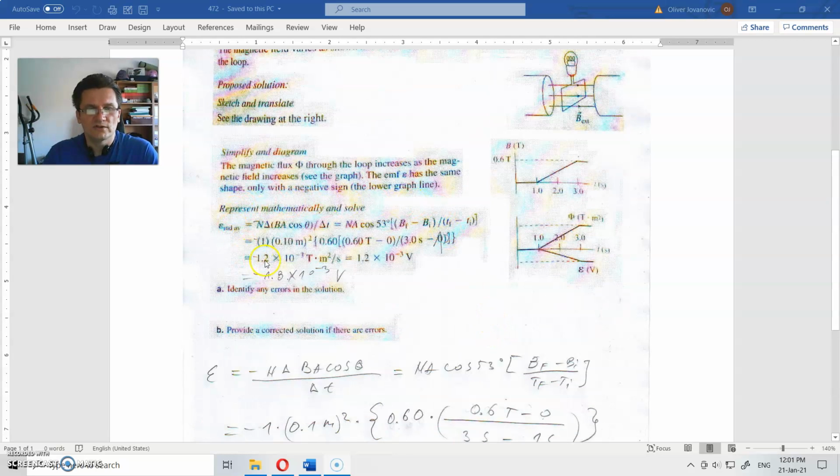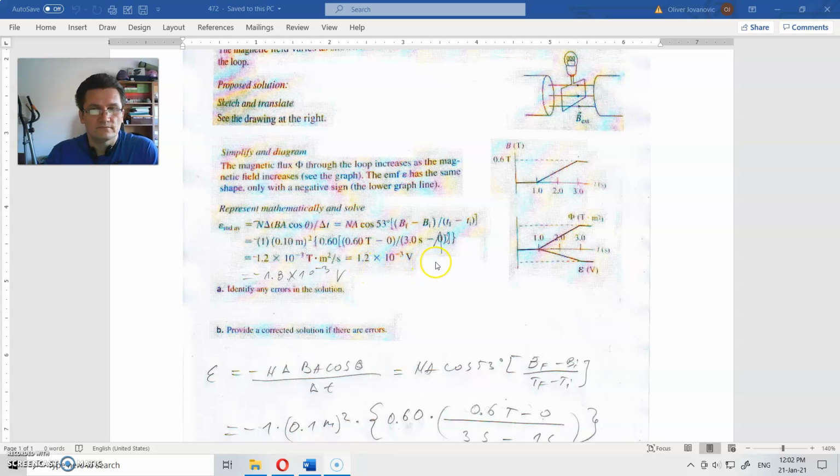So this solution that was given was very close, but the problem was first there was no minus sign here, and as you can see 0.6 minus 0, that is good, but 3 seconds to 0 seconds, this was 0, so from here to here that is not correct, because this change of field is much shorter, as you can see, and because of that this induced electromotive force is larger than the one they calculated.